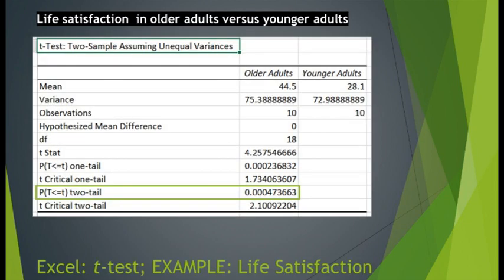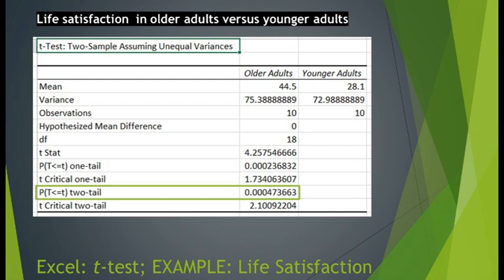When you do a t-test in Excel, this is what the output will look like. You can see the mean and variance as well as the number of data points. The default hypothesis is that the mean difference is 0, but you do have the ability to change this if your research question warrants it. You can see the degrees of freedom listed as well as various test statistics. We're focused on the two-tailed p-value, which is in this case 0.000474, assuming our chosen alpha is 0.05.